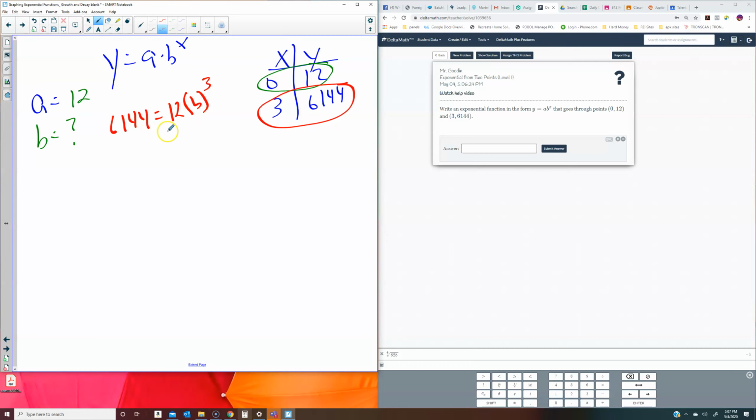All right, now how do we do this? We're going to divide by 12. We got to get this b by itself, divide by 12. So 6144, I'm going to go on the calculator down here, 6, sorry, clear this.